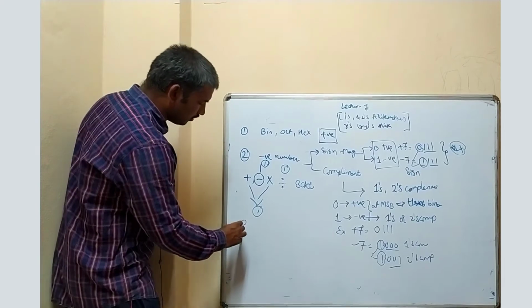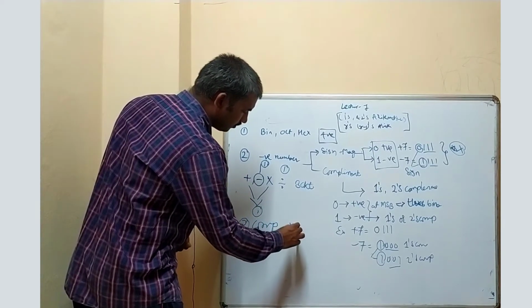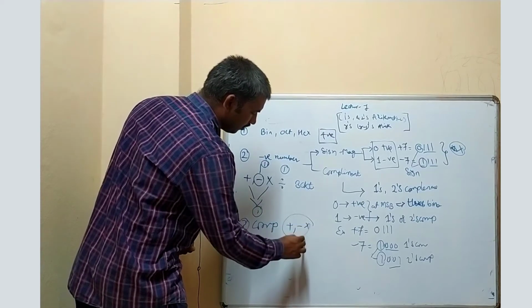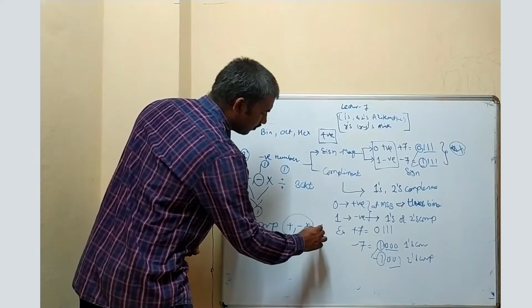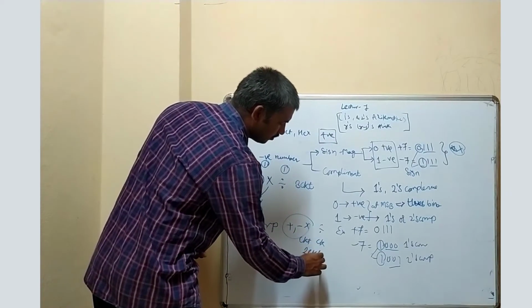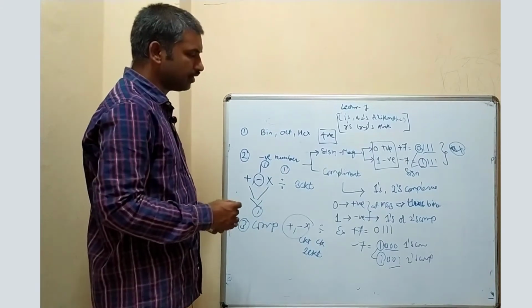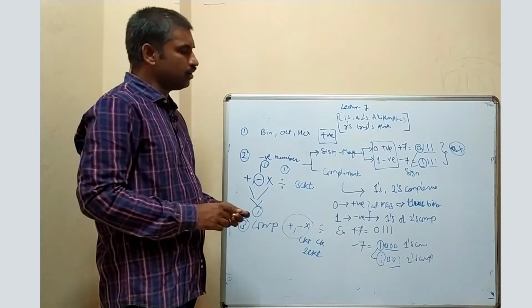Whereas in the complement system, we can do addition, subtraction and multiplication with a single circuit, and division with another circuit. So we get 2 circuits, and you are reducing the circuit complexity. That is the extra advantage we get with the complement system.